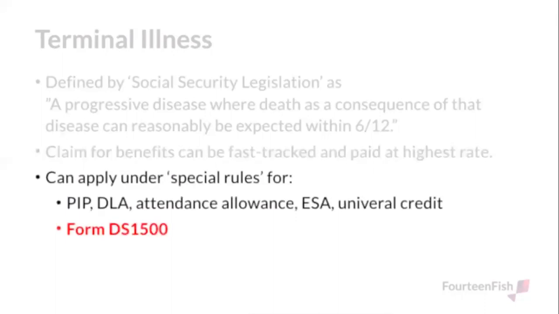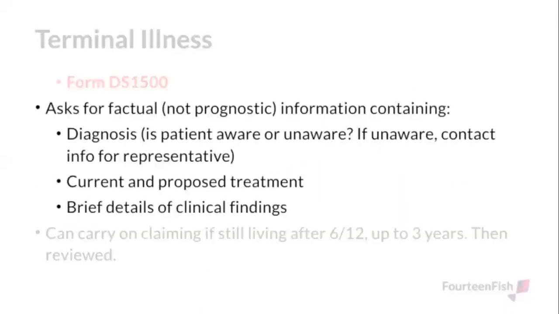Patients can, with the support of the GP, apply under special rules for their personal independence payment or disability living allowance or ESA or universal credit under Form DS1500, which basically requests information from the healthcare practitioner, i.e. us as GPs, about factual, not prognostic, information about a patient's health condition.